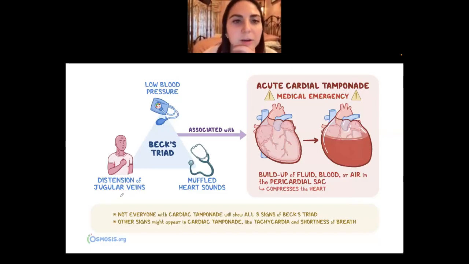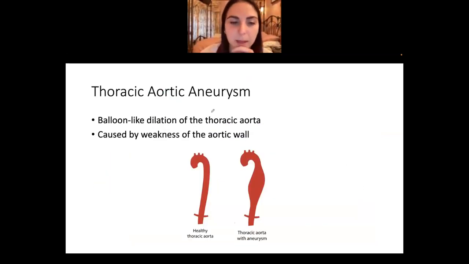So here's your Beck's triad. You have low blood pressure, you have muffled heart sounds, and then you have jugular venous distension. And again, that's when you have your pericardial effusion. You can die from that.